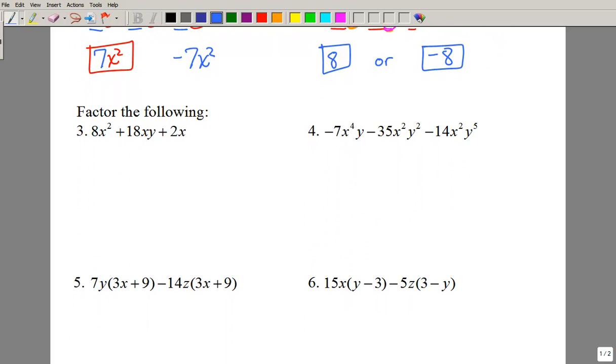Most of your homework is going to say, factor the following, meaning that's really division. Where did we get this trinomial? What did we multiply together to get that? So again, we're looking for a greatest common factor. So we look at the coefficients, 8, 18, and 2. Since they're all even, they're all divisible by 2. So we want to write down 2.